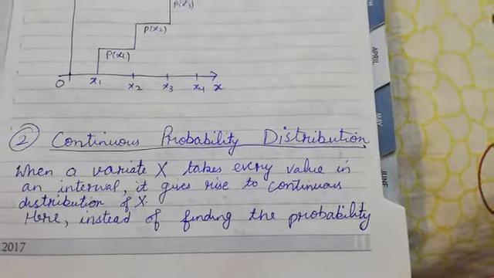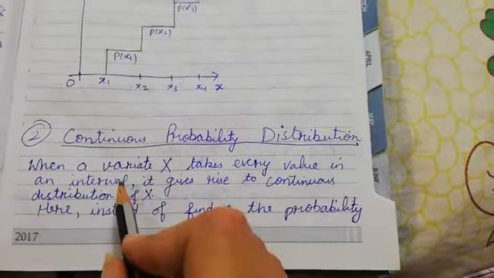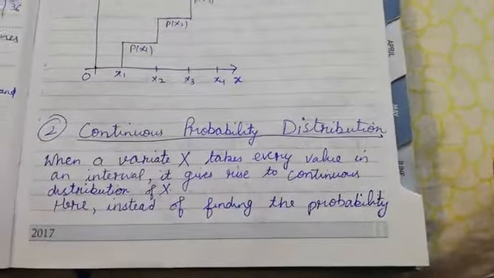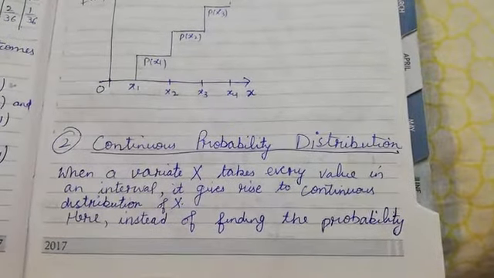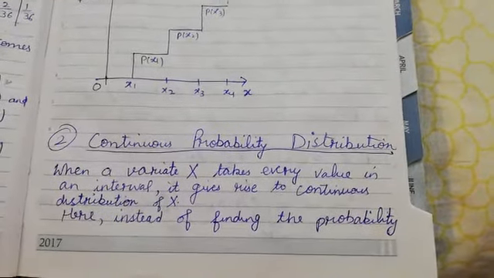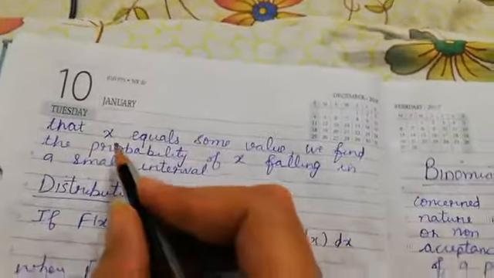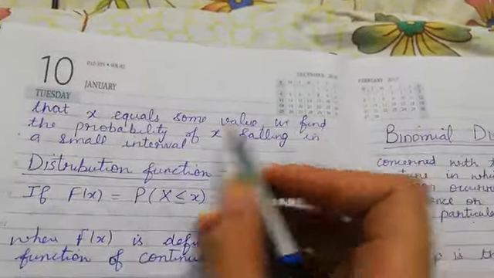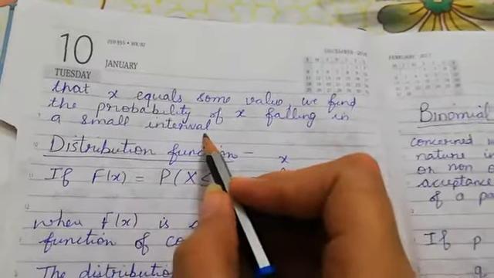Now we will study the continuous probability distribution. When a variate capital X takes every value in an interval, for example the interval from minus infinity to infinity, then the variate X gives rise to a continuous distribution of X. Okay, so here, instead of finding the probability that x equals some value, we will find the probability that x falls in a small interval.